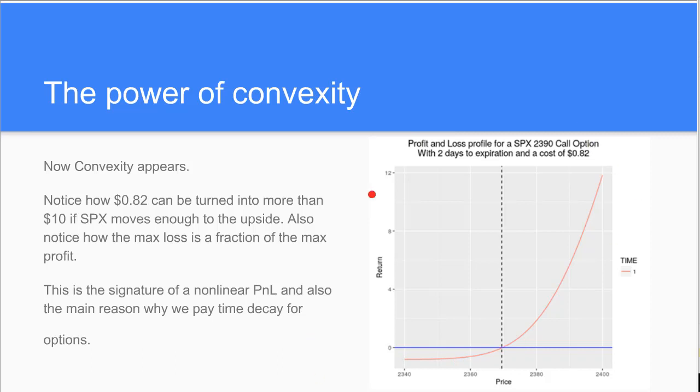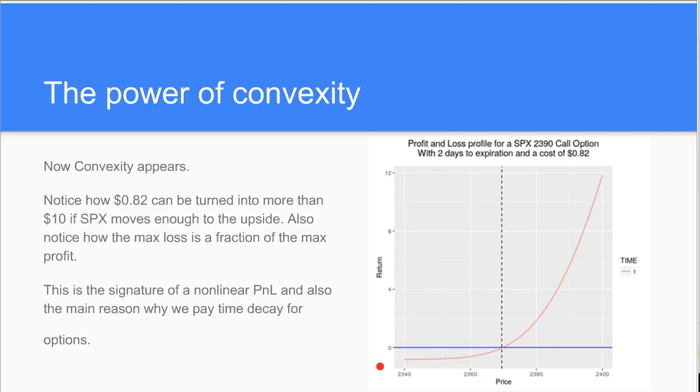So this here, folks, is a convex profile. Nothing else exhibits this profile. I mean, nothing that you usually trade, like futures don't show this profile, or shares don't show this profile. In shares, you have linear profit and losses. Even in leverage products, it's all linear.